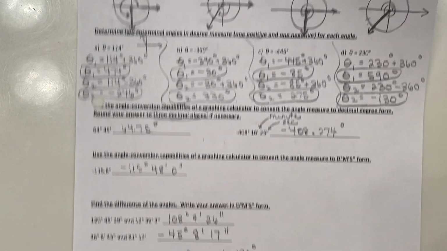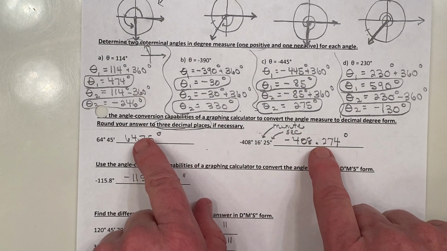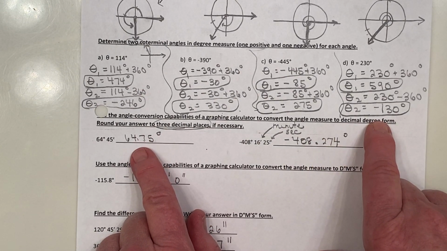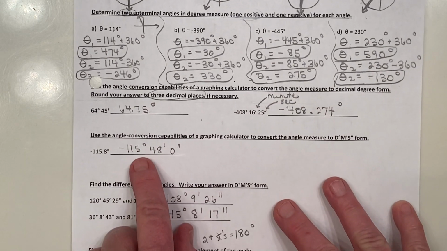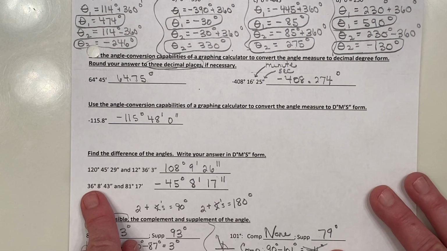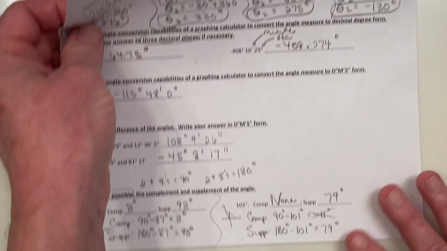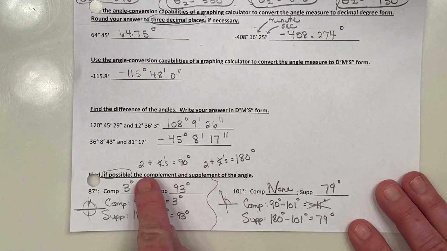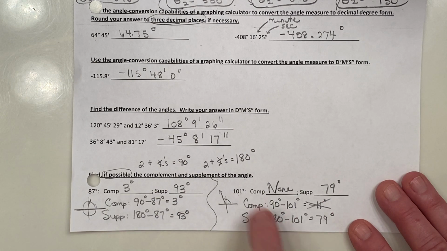Okay, so our final objectives were to convert from degree minute second to decimal degree form, and then also go the other direction. And then just a little more practicing here with the new keystrokes that we've learned, and also revisiting what it means to be complementary and supplementary of angles.